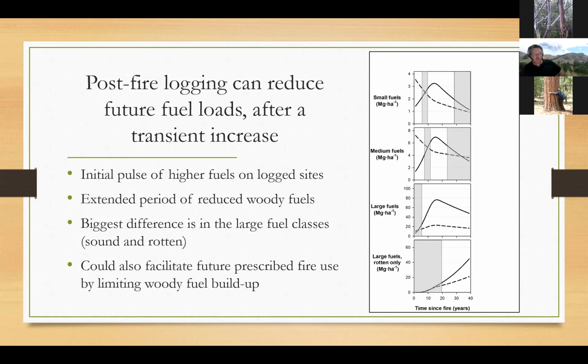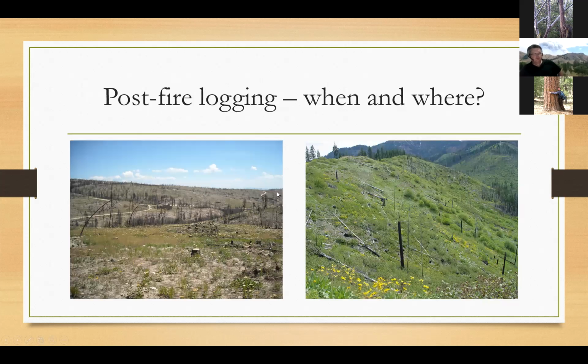You also, somewhere between 7 and 10 years, it tends to cross over, and that's about the time when all those branches and tops are going to fall onto the ground, even if you don't log them. So at that point, you kind of break even. And we have this time period from basically 10 years out to 25, 30 years, where there's an actual benefit of reduced fuels as a result of logging those snags. Long-term, the benefit is only in the large fuels though. So we have this extended period of reduced woody fuels, and it's worth noting that this can also facilitate future prescribed fire use, because you have less fuel to begin with, so it's easier to put fire through, and you have a broader range of conditions under which you can do prescribed fire.